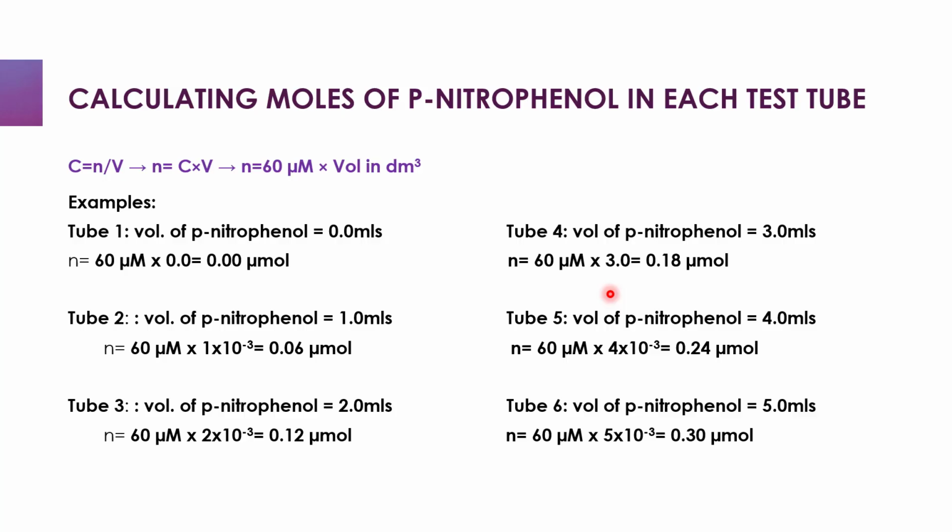For test tube 4, we have the volume of p-nitrophenol to be 3, and if you substitute it into this equation, we will get 0.18 micromole. For test tube 5, the volume of p-nitrophenol is 4, and if you substitute it into this equation, we get 0.24 micromole. For test tube 6, we will get 0.30 micromole. So this happens to be the calculated moles of p-nitrophenol in each of the test tubes.